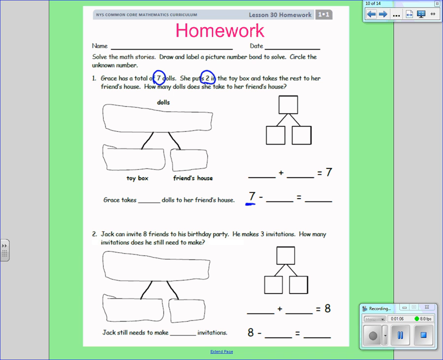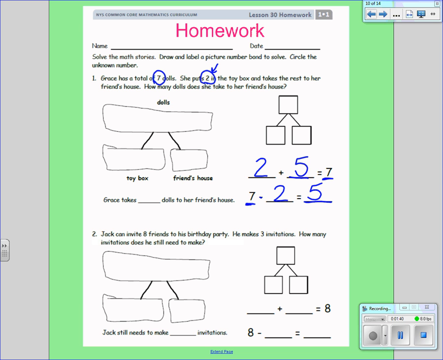Now, they've already filled out the 7 for us. We know that there's also 2. She puts 2 in the toy box. So we're going to put a 2 on the addition problem. So 2 plus something is 7. Or what I've told them is a little bit easier is the subtraction problem. 7 take away the 2 that we already know about will give you how many she took to her friend's house. So if we solve that problem, that would be 5. 2 plus 5 is 7, or 7 take away 2 is 5.